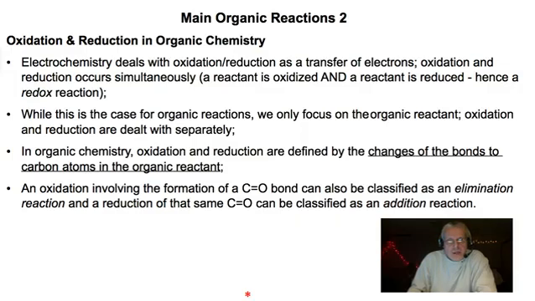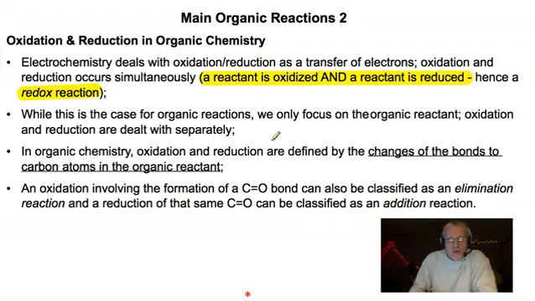So oxidation reduction in organic chemistry is unlike how the same process is dealt with in electrochemistry. We'll do that later in the year. In electrochem, we look at electron transfer, and essentially what we see is a reactant being oxidized and at the same time a reactant being reduced. This is why they're known as redox reactions.